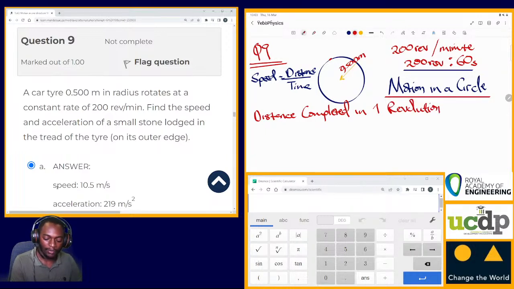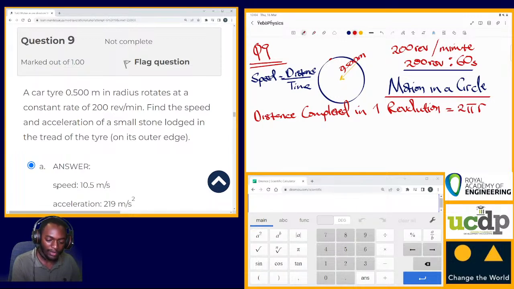What will be the distance completed in one revolution? You can make a comment via the chat box, or you can unmute and share with us if you are following live on Teams. So obviously this is a circle, right? The tire is circular, so the distance completed in one revolution will be equal to what? The circumference, which is 2 pi r. That's the distance completed in one revolution.